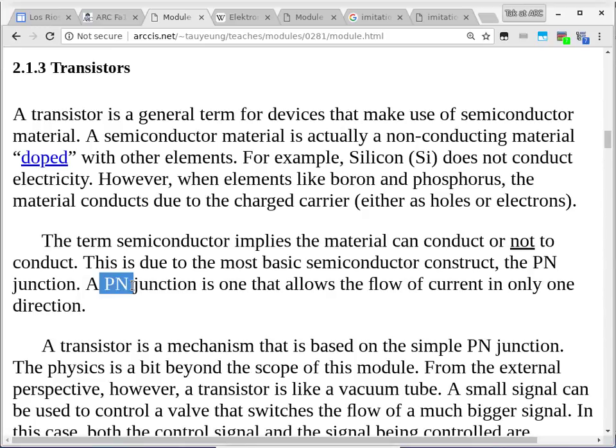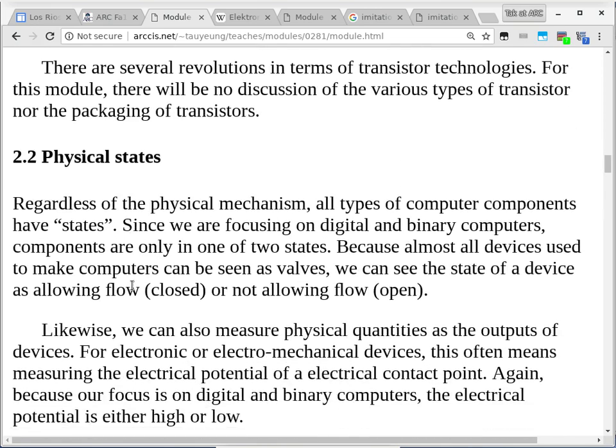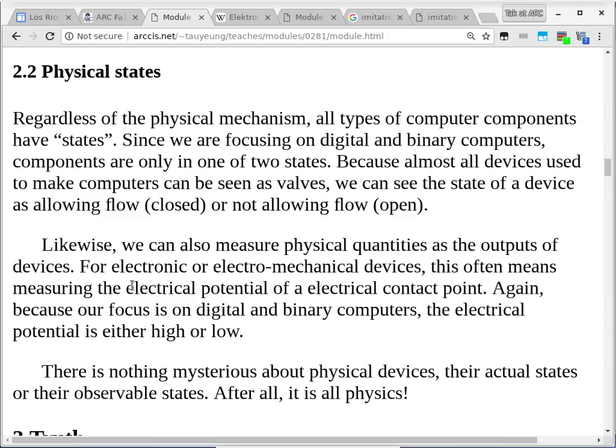For those of you who are going to become electrical engineers, you will have to take a class that talks about just this, the physics of a p-n junction and how you calculate all of these things. But for this class, we are not that concerned about the physics. We are more concerned about the characteristics of the devices, so that's discussed down here. We'll get to that part. But before we get to that part, I have to talk about physical states.